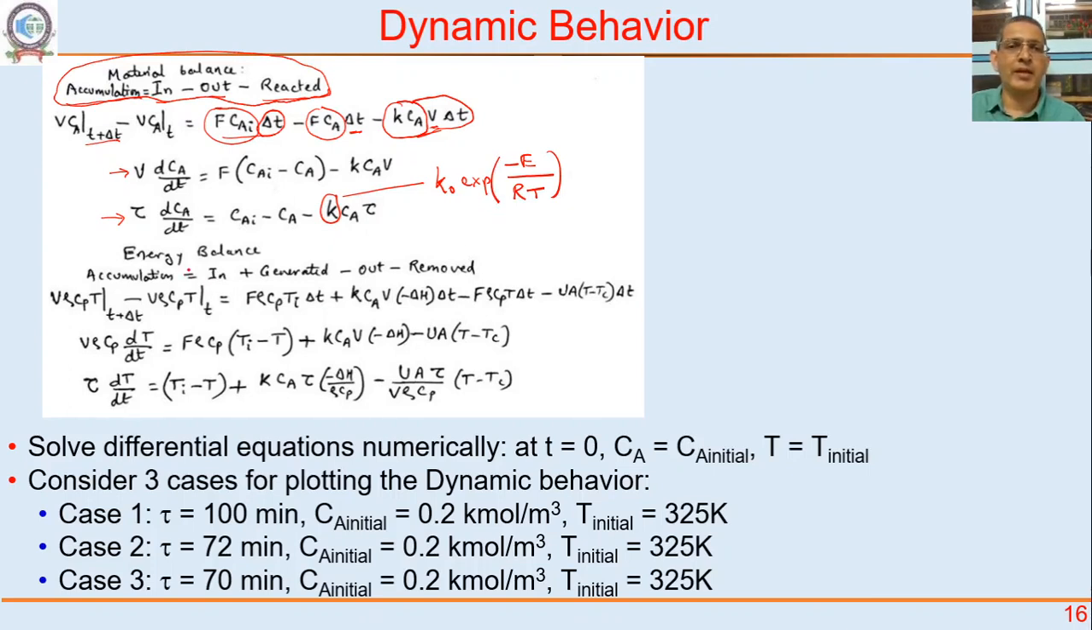In the same way we can write the energy balance. Enthalpy at time t plus delta t minus enthalpy at time t is the accumulation of enthalpy. What comes in, what is generated, what goes out by way of flow, and what is removed through the jacket by the coolant that is there. Simplify, and you will get this expression. So I need to solve these two equations. Let's rub out all these things so that it is nice and clean.